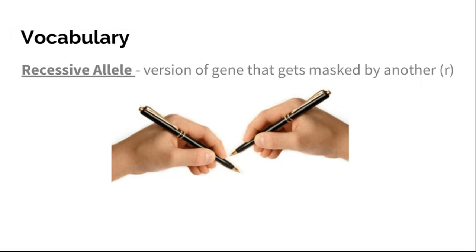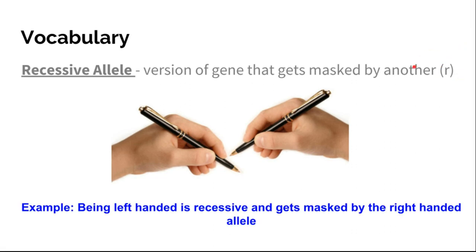Where there are dominant alleles, we have recessive alleles. This is just the version of the gene that the dominant allele doesn't allow to come through, or masks. We always represent recessive alleles with a lowercase letter. Now, here's important to note. If we're talking about the same trait, like in the last one we were talking about right-handedness being dominant, in this case, left-handed is recessive.